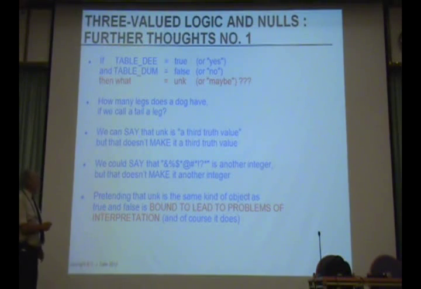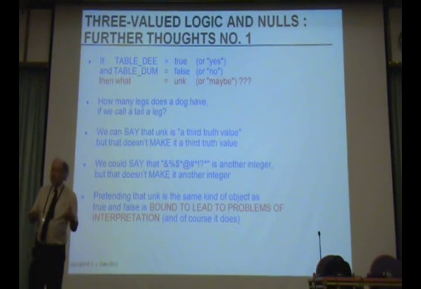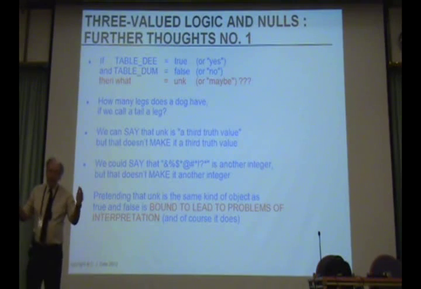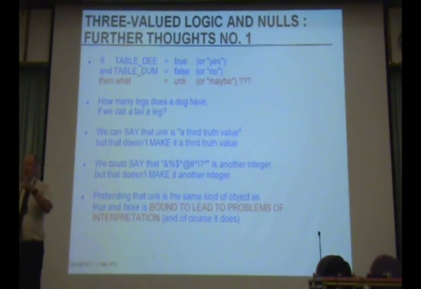So you see, we can say that unknown is a third truth value, but that doesn't make it a truth value. I can say that is another integer, but that doesn't make it another integer. The set of all integers is well defined, and there's nothing you can do about it. You can't add new ones or delete existing ones. Same with truth values. Or to put it another way, here's a proposition.